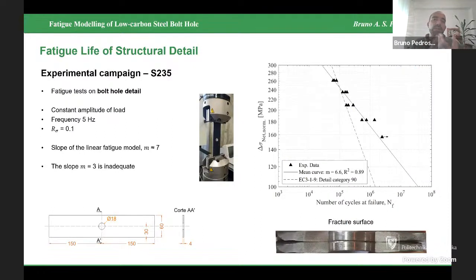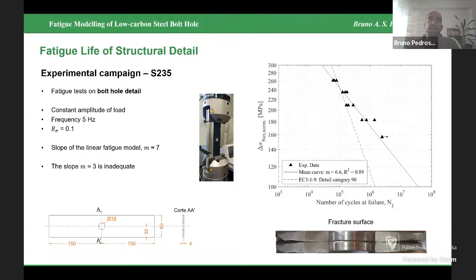So the S235 structural detail selected for this study is essentially a bolt hole with the geometry described in the figure. Fatigue tests were conducted under tensile constant amplitude of load, 5 Hz frequency, and stress ratio equal to 0.1. A total of 13 specimens were tested considering 5 stress levels.